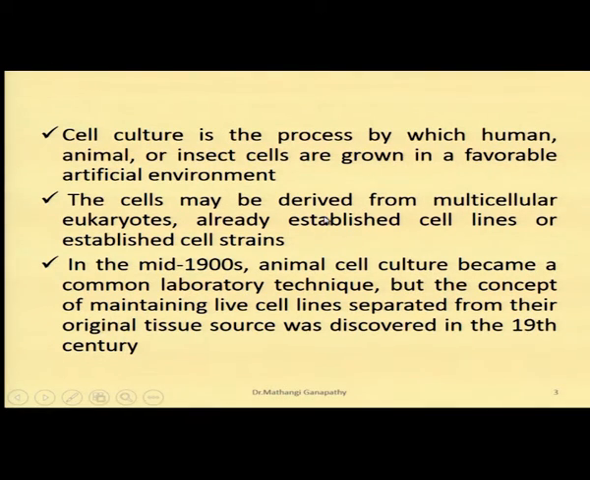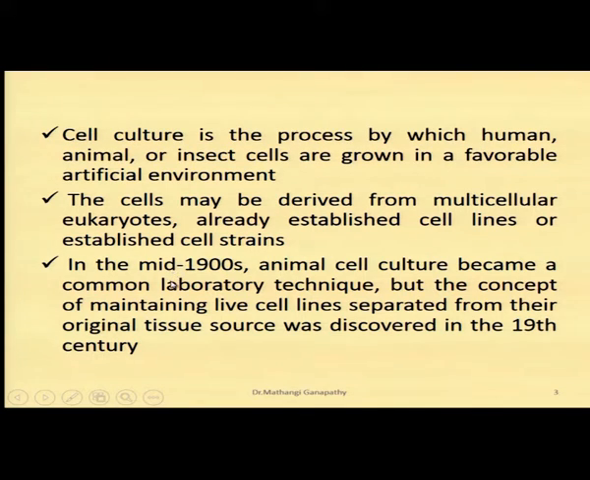So, cell culture is a process by which the human cell, the animal cell, or even insect cells are grown in a favorable artificial environment. These cells can be derived from multicellular eukaryotic organisms. They can be taken from the already established available cell lines or from the established cell strains.